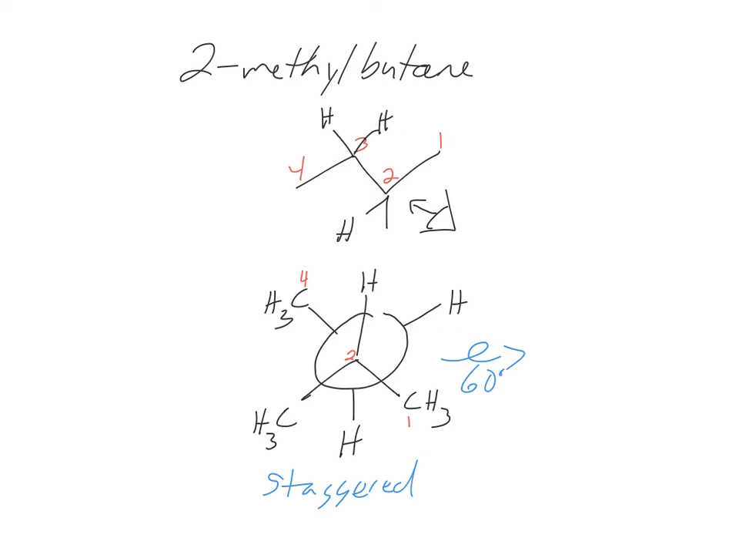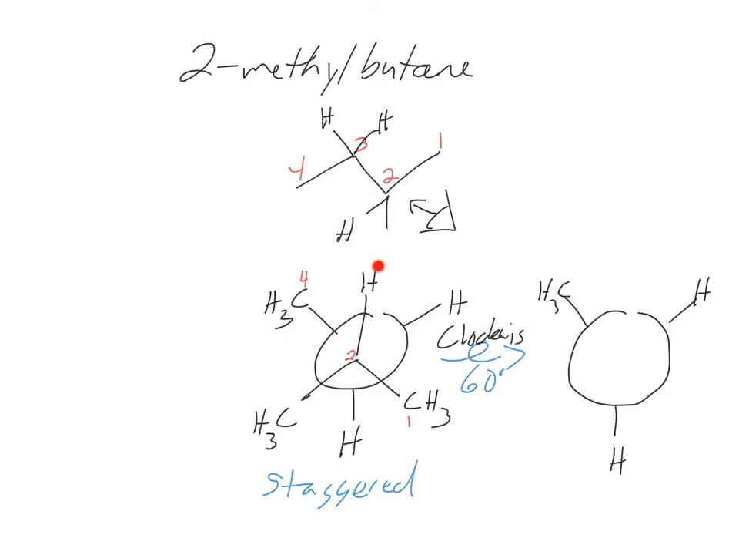Which carbon do you want to move, the front one or the back one? It doesn't really matter. Which one do you want me to keep still, 2 or 3? Keep 3 still? All right. If 3 is staying still, I can draw in the stuff on 3 without worrying about it. Should we rotate clockwise or counterclockwise? Clockwise. So 60 degrees clockwise.